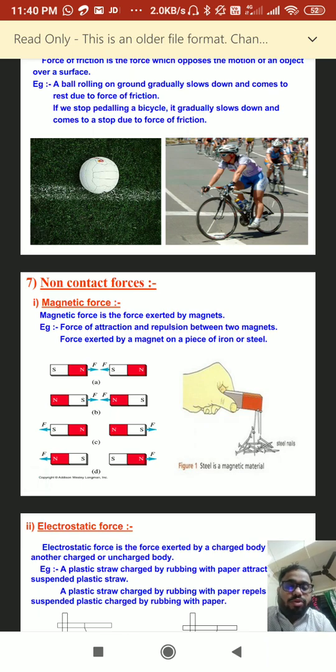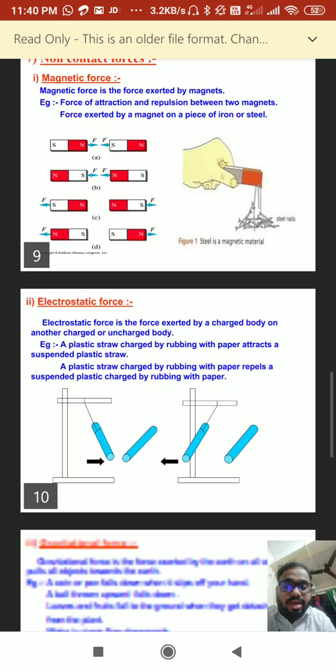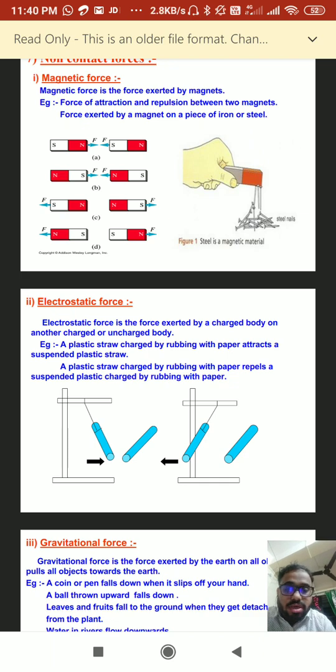Then we have non-contact forces, such as magnetic force. As I told you, magnets can attract. Electrostatic force: a plastic straw charged by rubbing with paper attracts another straw, but a plastic straw charged by rubbing with paper repels a suspended plastic straw. These two points you can write. Magnetic forces can be attractive or repulsive.